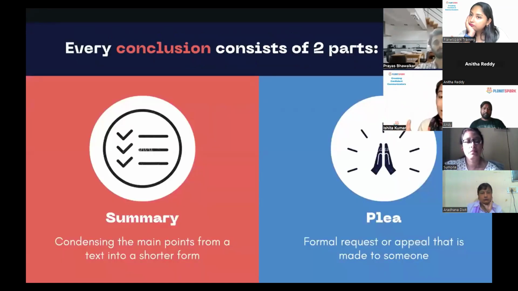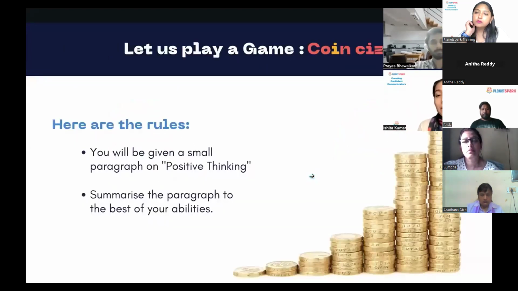So for that summary, what is it? It's about condensing the main points from a text to a shorter form, being more brief, right? And a plea, what is a plea, Priyas? Can you read that, please? It's a formal request or appeal that is made to someone. Correct. Okay. So now this game is called Coin Size. What do you think this is coming from? Which word are we trying to say here? Is it really concise?